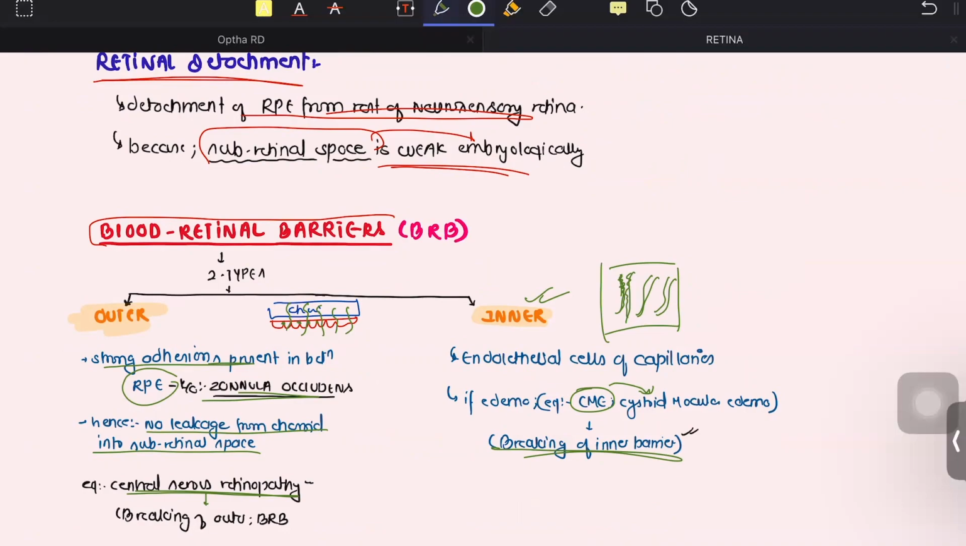If there is a breakage of the outer blood retinal barrier, it will manifest with a disease called central serous retinopathy. And if there is a breakage in the inner blood retinal barrier, which is actually present between the endothelial cells of the capillaries, then it will result in cystoid macular edema.